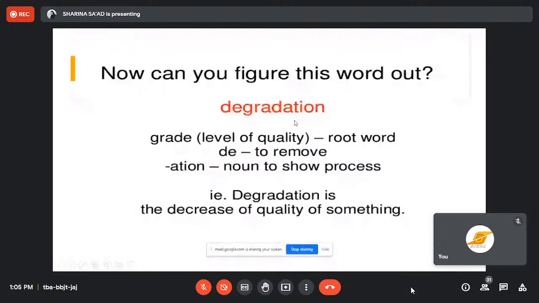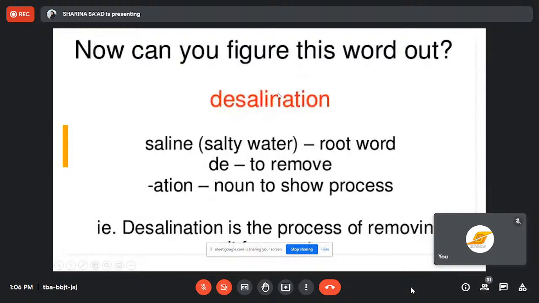For example, degradation. Grade is the root word. De is to remove and tion is to show process. So degradation is the decrease of quality of something. The quality of something has been decreased, berkurang. Okay, look at another word. Desalination. The root word is saline. What is saline? Saline means salty water. Again, de means to remove. Tion here is a process. Desalination is the process of removing the salty water.